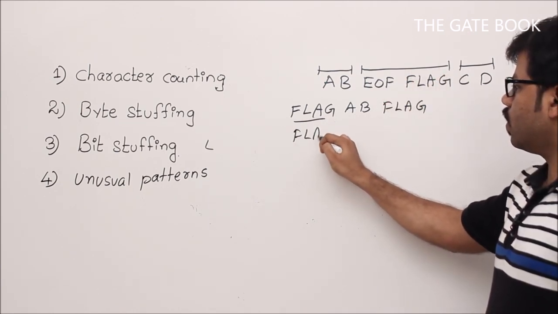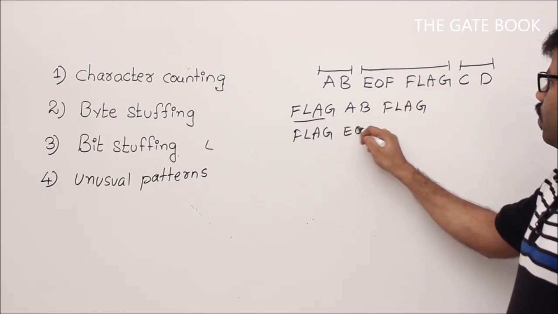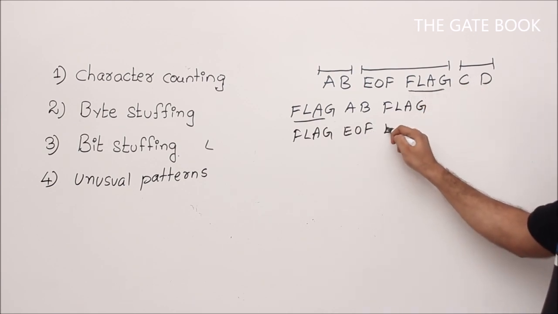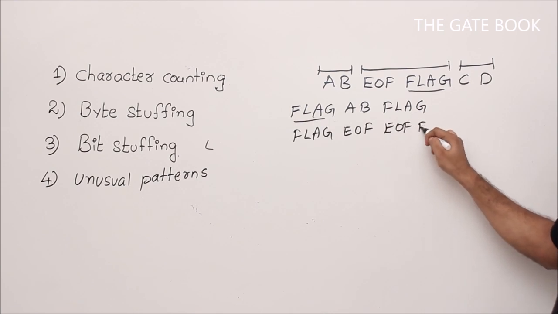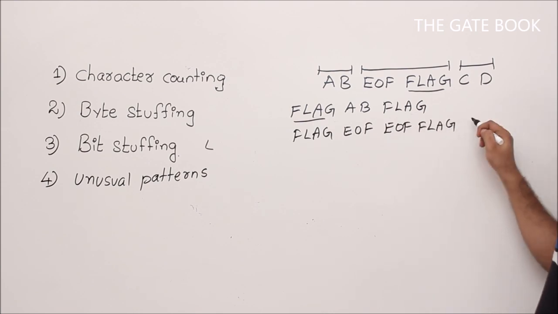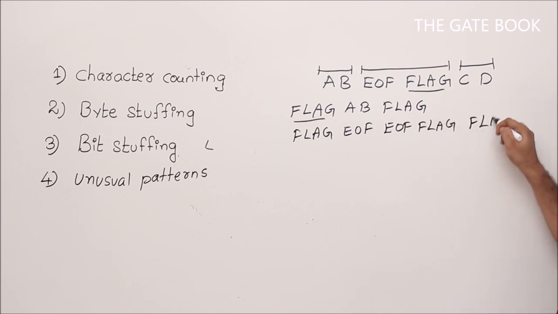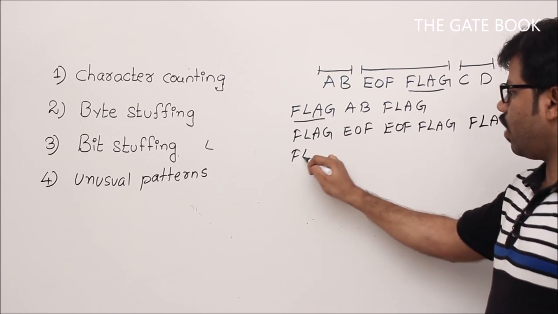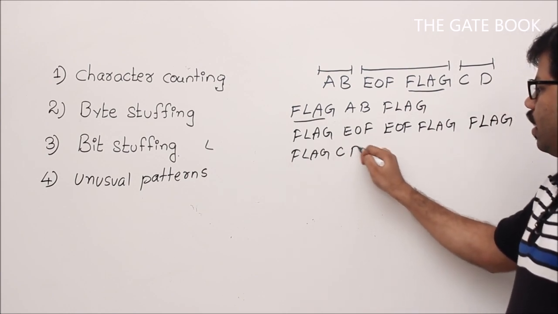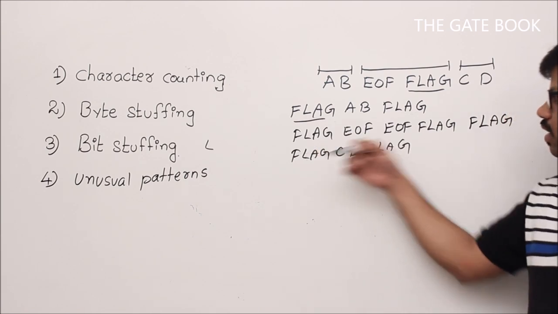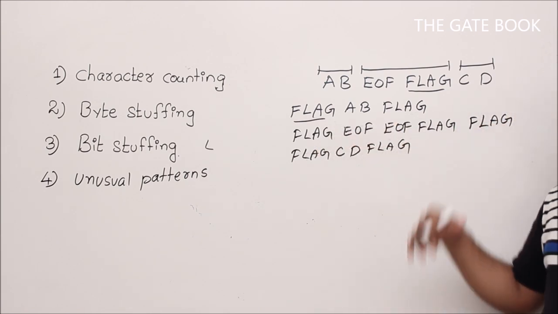Flag, then EOF. But you know one thing, right? Whenever your data contains a flag, we are going to add EOF to the data. EOF flag, right? Then the end flag, because the frame is done. In that way, we are going to do the framing. Then C D, flag. This is the way your data link layer at the sender side will convert your frames, correct?